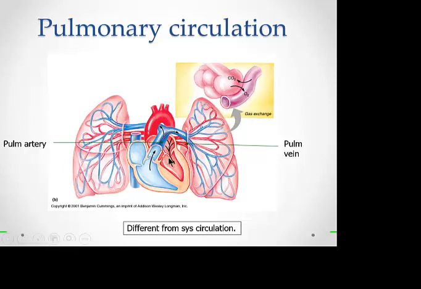And then from left atrium, you know that it goes into left ventricle, and that's how oxygenated blood goes into the aorta. Okay? So nothing much to it. Everything in the pulmonary circulation will have the word pulmonary attached to it.